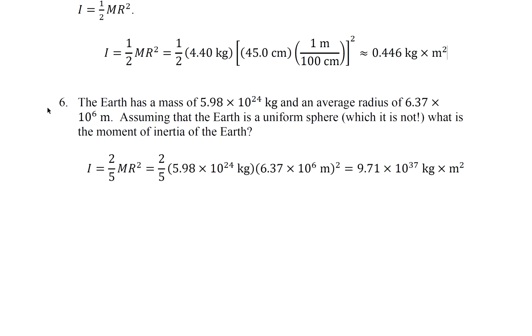Finally, the Earth has a mass of 5.98 × 10^24 kilograms and an average radius of 6.37 × 10^6 meters. Assuming that the Earth is a uniform sphere, which it is not, what is the moment of inertia of the Earth? So this.